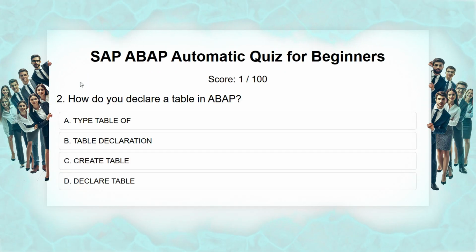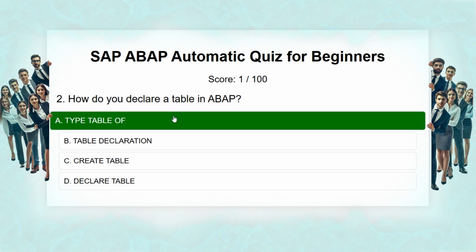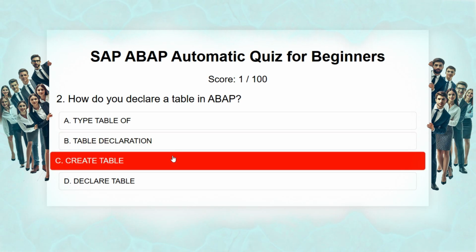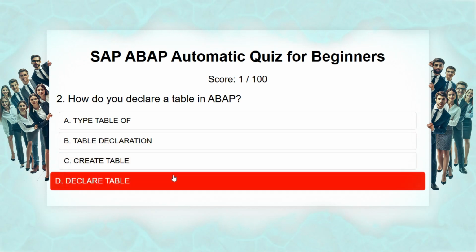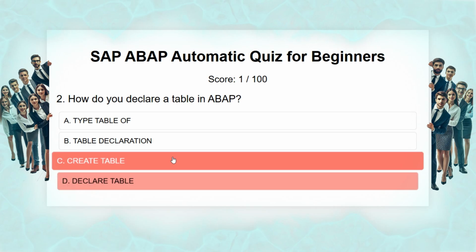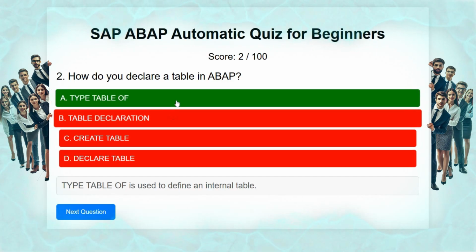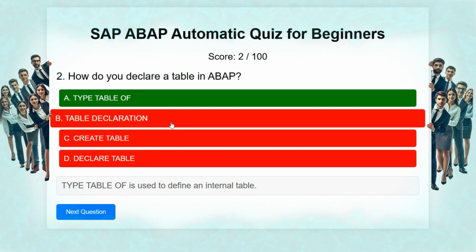2. How do you declare a table in ABAP? A. Type table of. B. Table declaration. C. Create table. D. Declare table. Correct answer. Type table of is used to define an internal table.